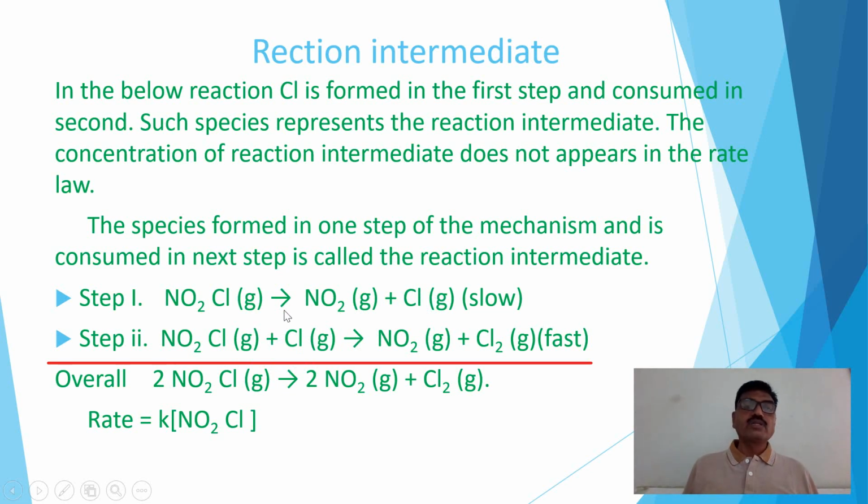So the intermediate species is produced in the first step, and in the consecutive second step, that is utilized. So that is the reaction intermediate. Okay, so that is what.